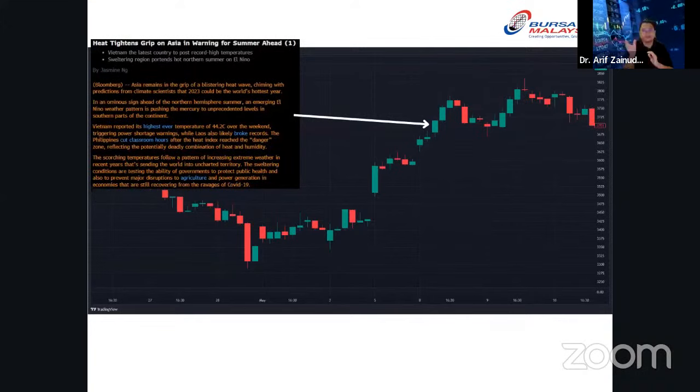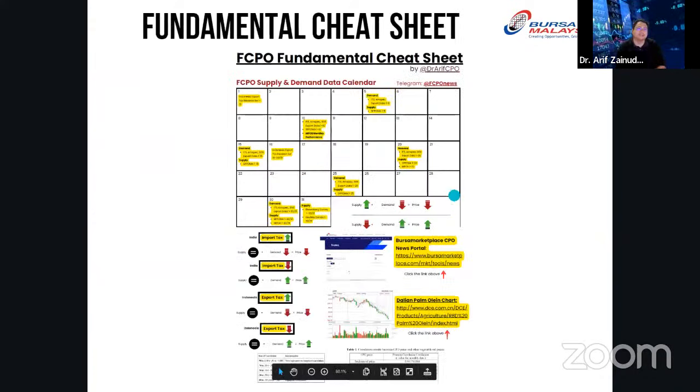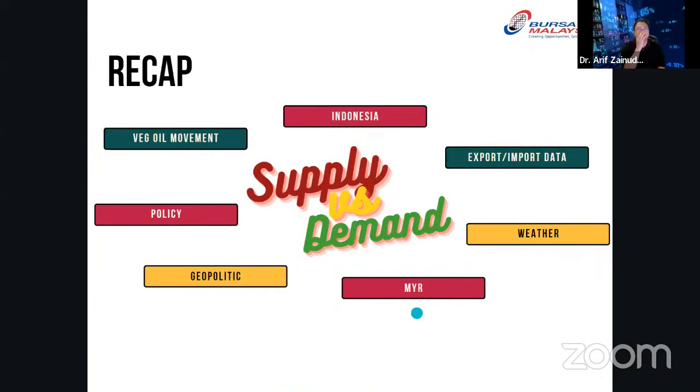But that time in May, that was one of the main issues that caused the price surge back in May. Okay, so let's look at the recap. For the recap, I made a fundamental cheat sheet to summarize everything that I've shared today. I also made a calendar for all the fundamental factors I've talked about today.